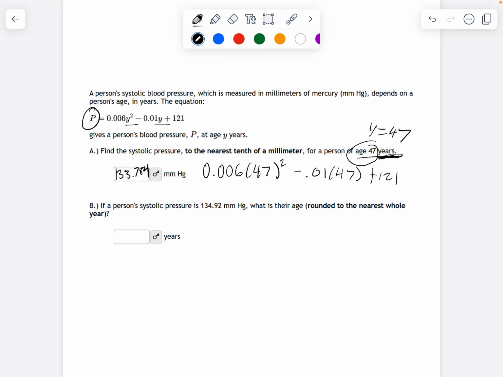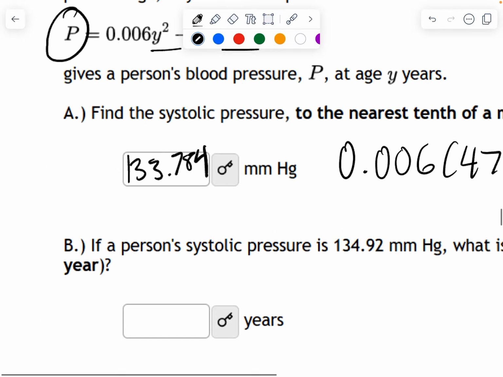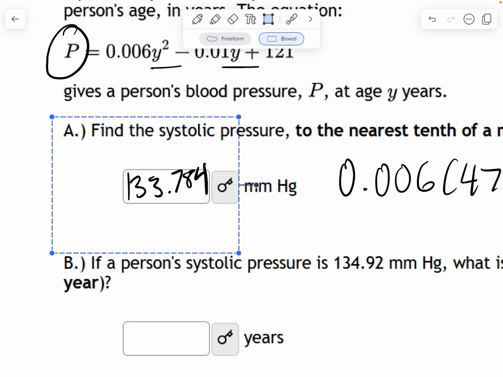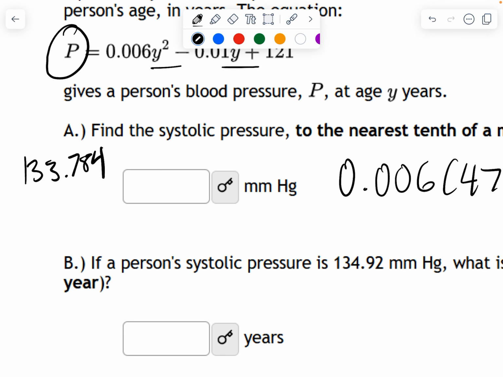133.784. Now, that's the whole decimal, right? But this one says to go to the nearest tenth of a millimeter. Tenth would imply first decimal place. So we look at the second digit, and that one rounds up. So 133.8. There we go.